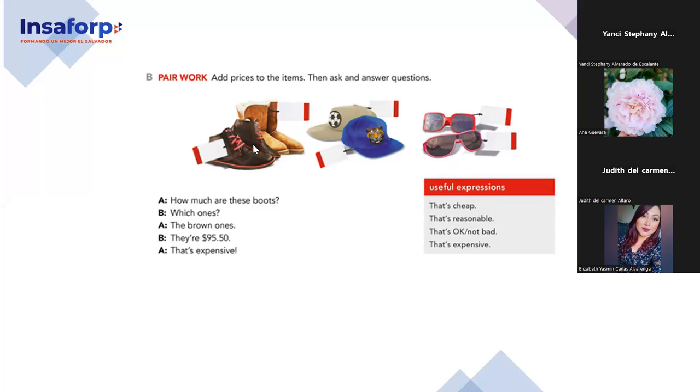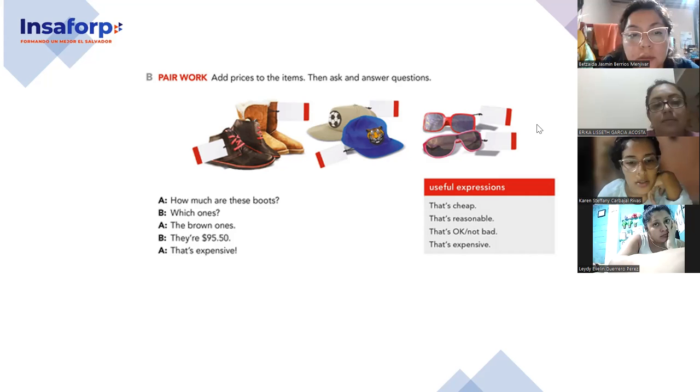Tell me, what is the name of this vocabulary, please? Clothes? Or stuff? Stuff, okay. And what is the name of this product here? Boots or shoes? Boots, yeah, those are boots. What about this one? Hat. Caps. Caps. What about this one? Sunglasses. Sunglasses. Very good. Thank you so much, Liz.